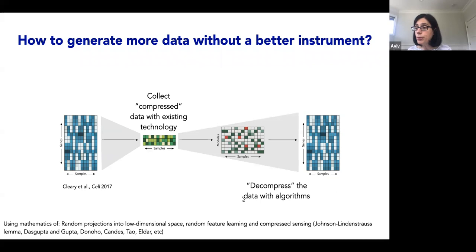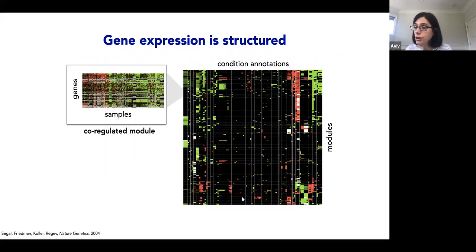So for example, what if instead of measuring each gene separately in each sample, we could collect compressed data on gene expression and then use an algorithm to decompress it and give us all of the genes later. This is based on advances in the area of compressed sensing over the last 15 years or so. And that's worked well for things in other fields like images because they're structured and they're not random. And so gene expression is also very structured.